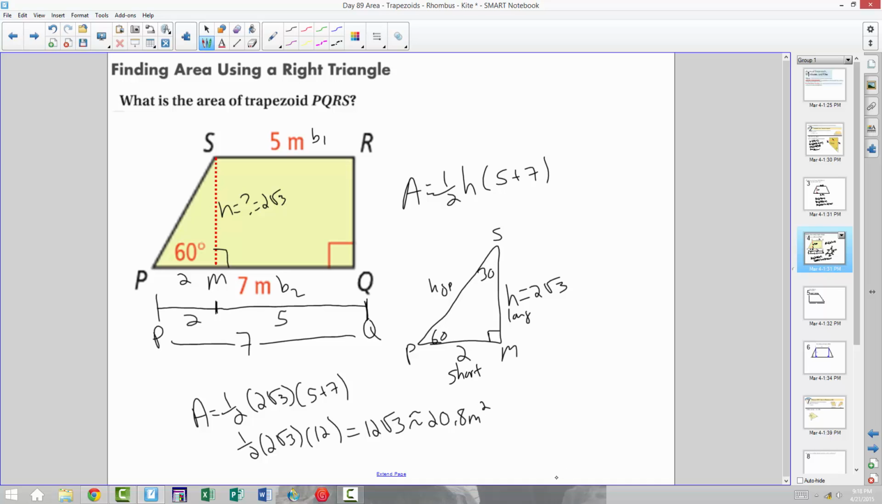So if you're missing a height in a trapezoid, you're going to have to create a right triangle. If you create a right triangle, you're going to have to think back to your right triangle rules. To solve for a missing side in a right triangle, you might have to use the Pythagorean theorem, you might have to use sine, cos, or tan, or you could use your special right triangle rules. So a lot of prior knowledge is required.